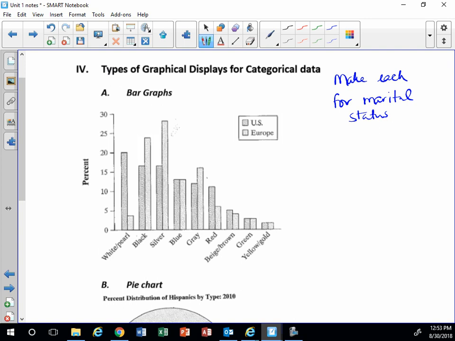Just like in general, would you ever make a photograph for one species? Nope. So specifically, these only work with categorical. And the ones we were doing before, you can't make a time series graph for categorical. So it is specific which one you do. I'll give you a little time here. Try and draw those.